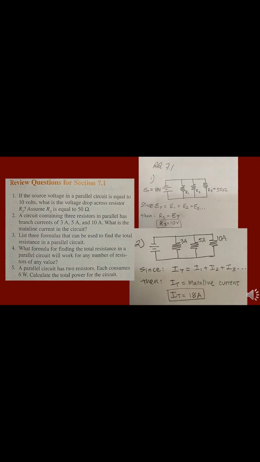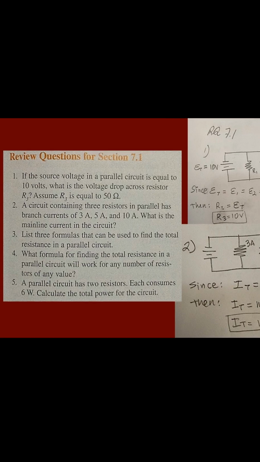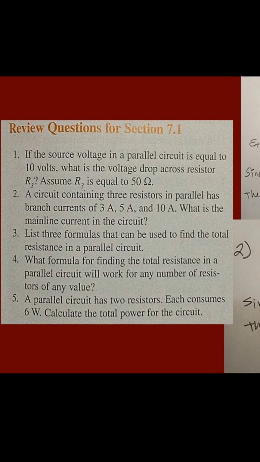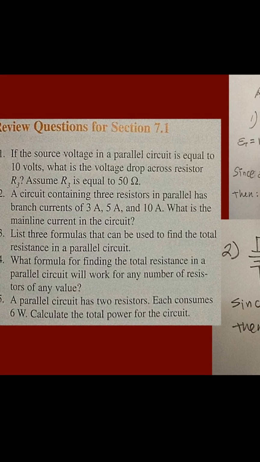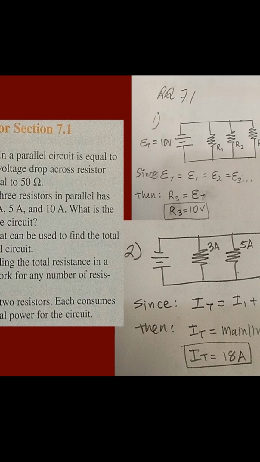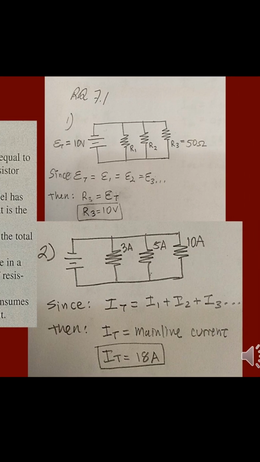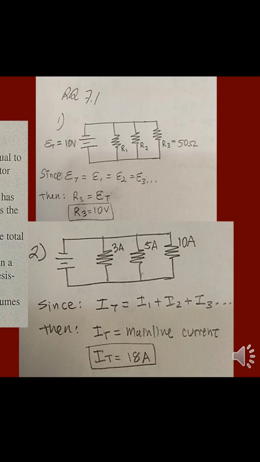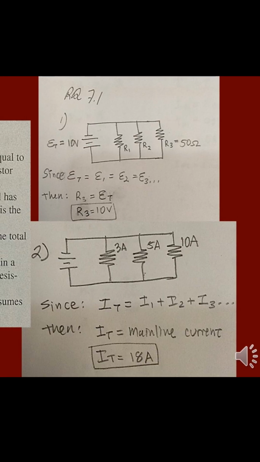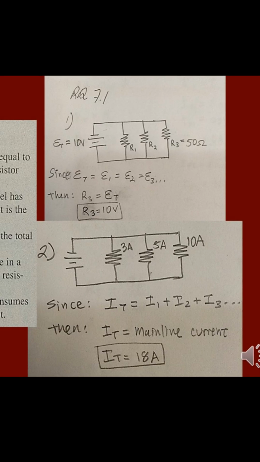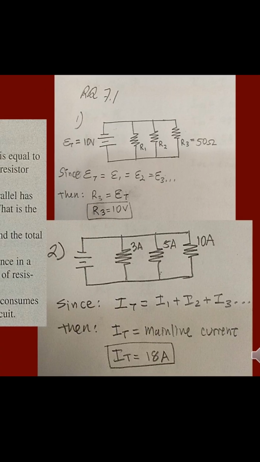First question. If the source voltage in a parallel circuit is equal to 10 volts, what is the voltage drop across that resistor R3? Assume that R3 is equal to 50 ohms. For that, we draw the circuit over on the right side of your screen. Answer for question 1, where the total voltage is 10 volts. And we know one of the resistor values, R3, equals 50 ohms.